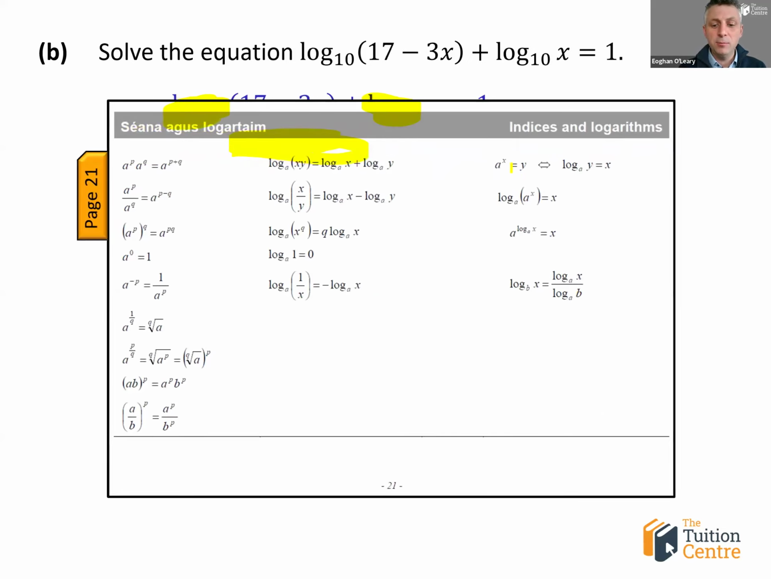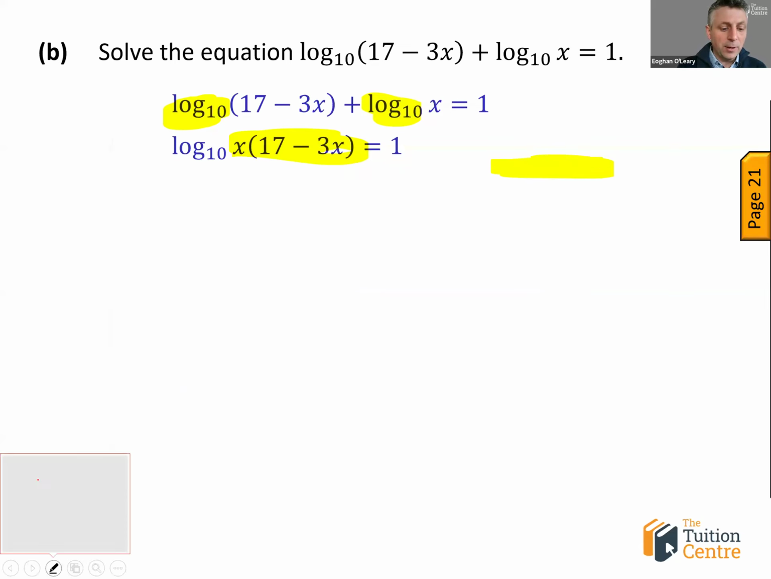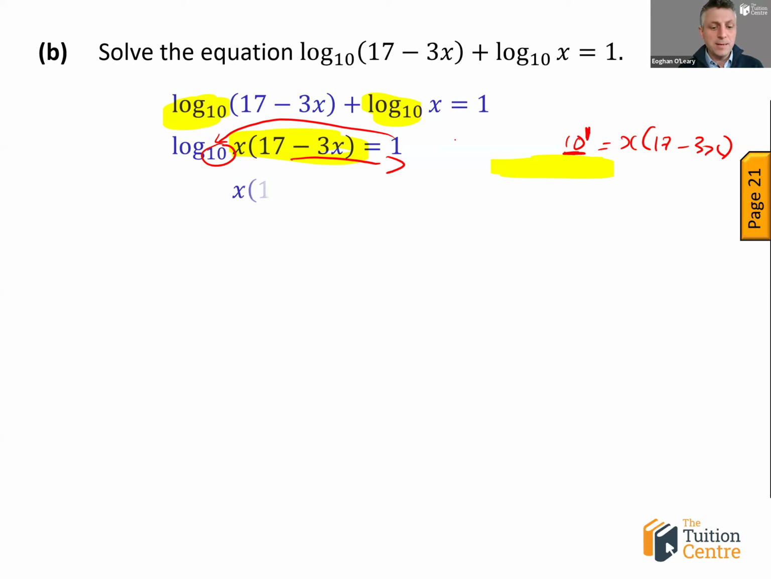Now I'm going to use what I call the key rule of logs, which says that if you're going from indices to logs or vice versa, the base remains the base and the other 2 switch. Okay? So in my case here, what's going to happen is I'm going to end up with 10 to the power of 1 equals x times 17 minus 3x. And of course, I can multiply that through. Because when I go from logs to indices, or the other way around, the base stays as the base. So the 10 stays as the base. What was the answer will switch to be the power, and what was the power will switch to be the answer. So that's what we get there.